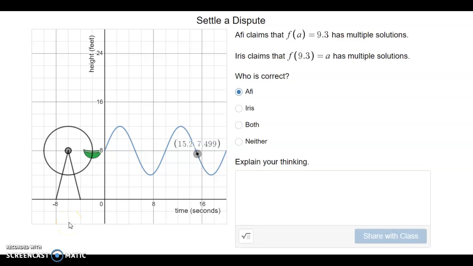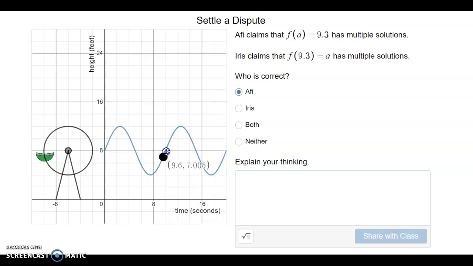So to recap what was going on in the last video, we were talking about Alfie and Iris. Alfie can claim that at any amount of seconds, my height could be 9.3 at multiple times. So that means that the height of my coaster can be 9.3 at any amount of seconds. So it could be multiple times.